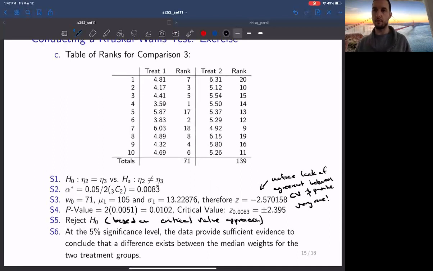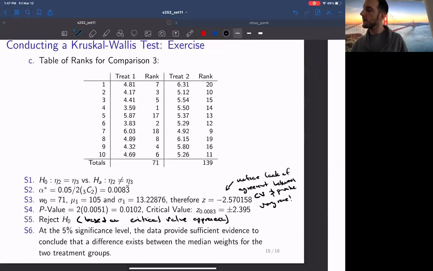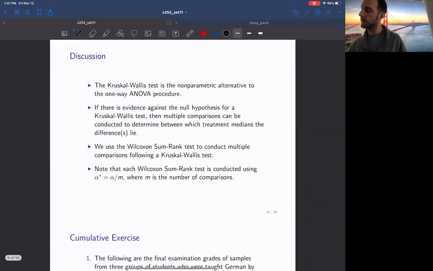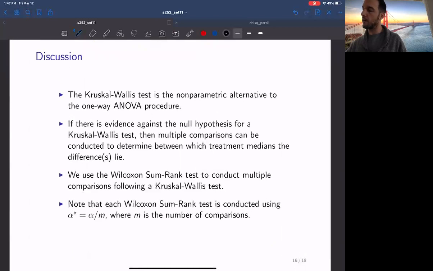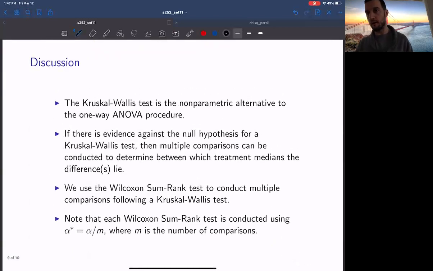Okay, so that's just an illustration of how you do the Kruskal-Wallis followed up with multiple comparisons via the Wilcoxon rank sum tests. And that brings us to the end of the unit on non-parametric tests. So now we have seen 4 different non-parametric tests. We're really only going to focus on 3 of them, though, which are the signed rank test, the rank sum test, and the Kruskal-Wallis test. So for example, in the labs, we're only going to see examples of those 3 types of procedures.